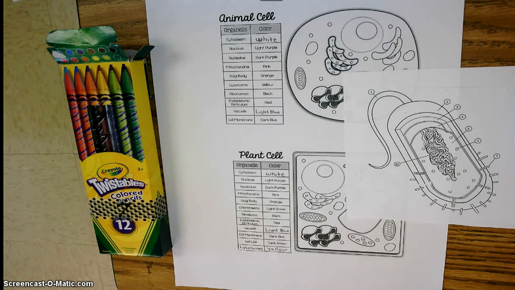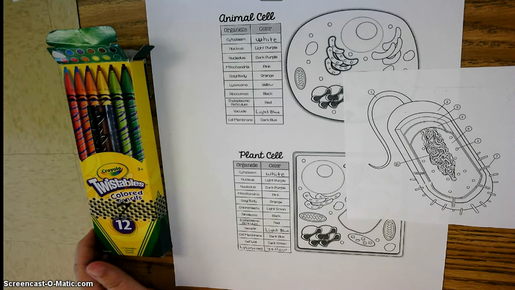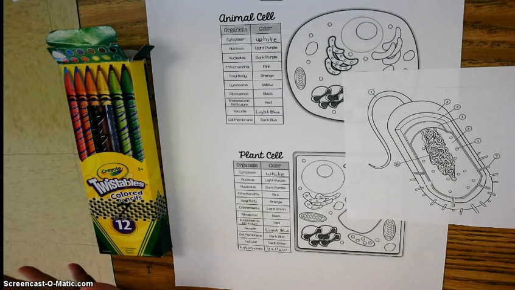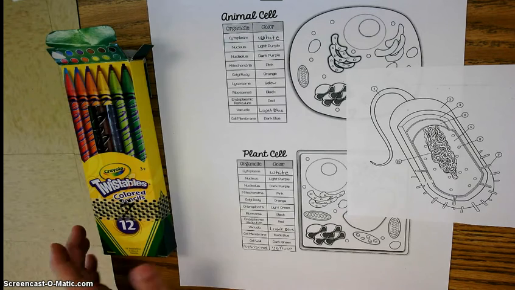All right, so we are going to do some color coding identification of organelles. We're going to start out coloring the parts of the cells that all cells have. We know there are 4 things that all cells have. Those are cytoplasm, cell membrane, DNA, and ribosomes.